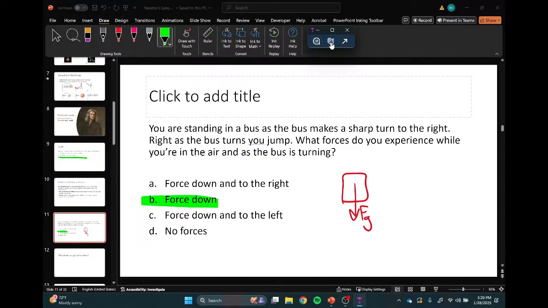When you make a turn, nothing is pulling you to the outside of your car. In fact, the opposite is true. The car is keeping you inside. You're actually getting pulled the other way, inwards. If you weren't, you'd fly out of the car.